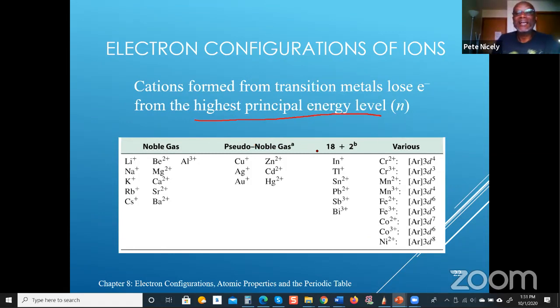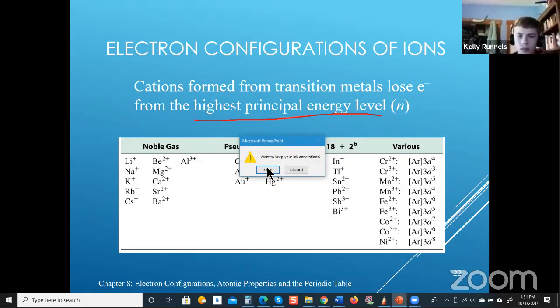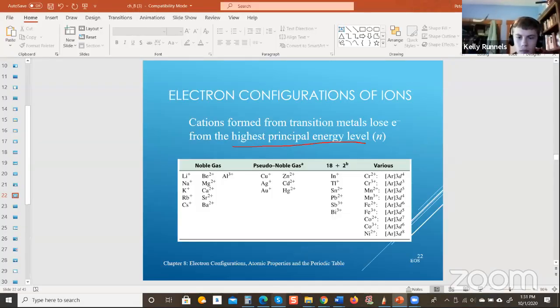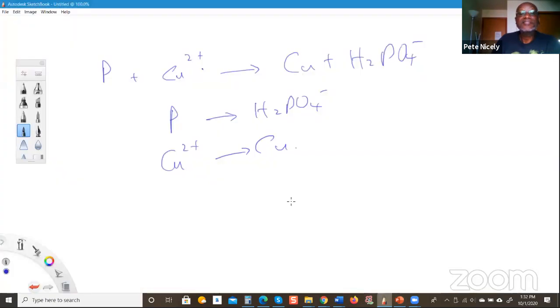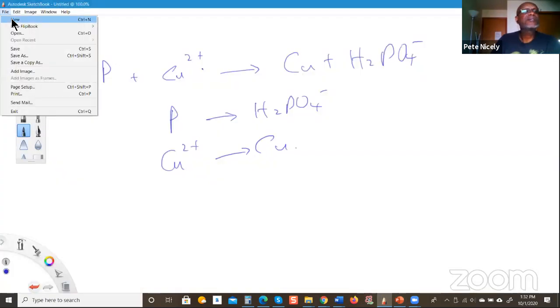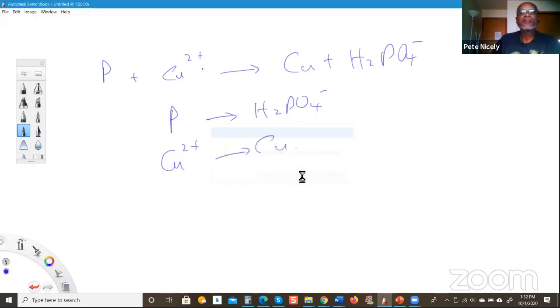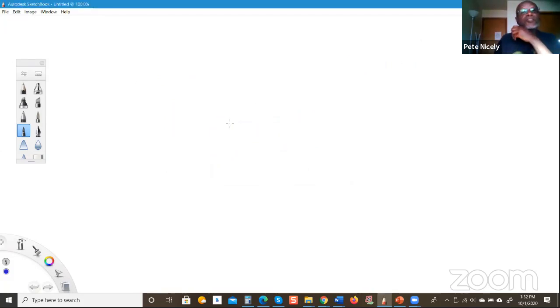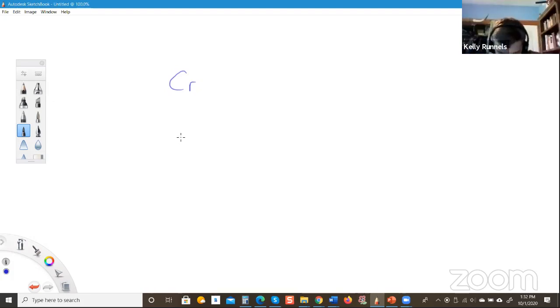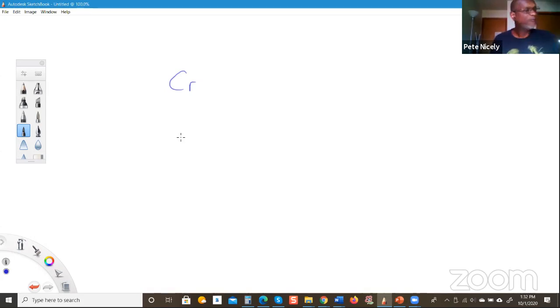So let me choose an element. Which one from this region? Let me choose chromium. Let me get to my writing pad. Where's the writing pad? Oh, here it is. Let me clean this up. Okay, chromium. What's the atomic number of chromium? Let me find my periodic table here. Oh, here it is. Chromium has an atomic number of 24.